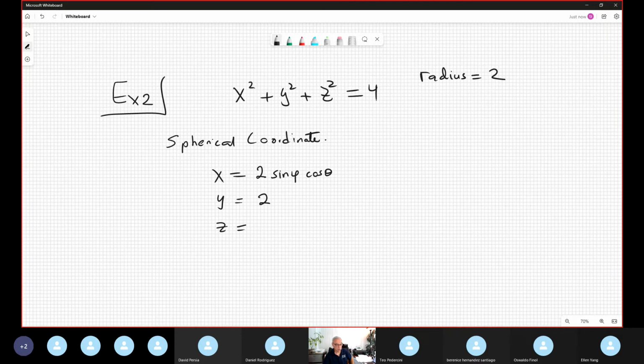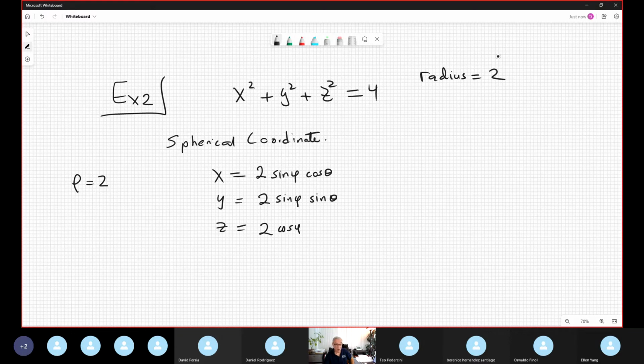And y is 2 sine phi. So we are doing nothing new. It's the same formulas of the spherical. The only thing is that rho is 2, because the radius is 2. I put 2 here, not rho, but 2. When you put rho, it's because rho is a variable. And this is cosine.